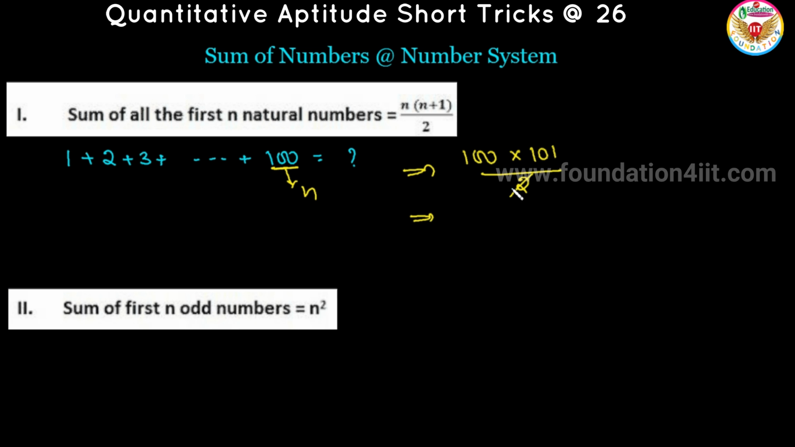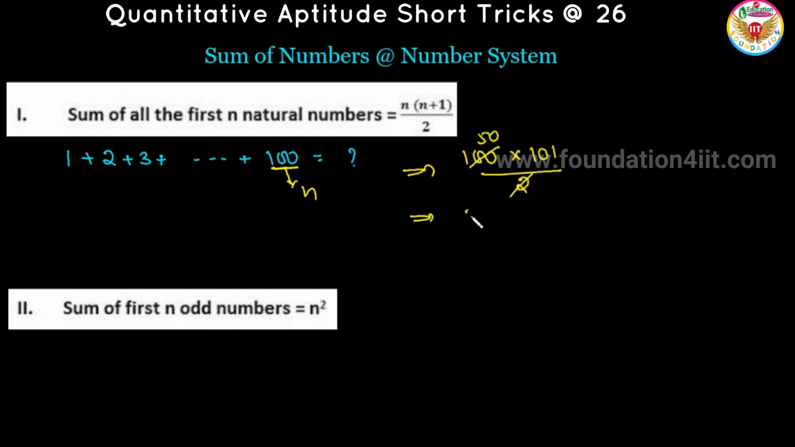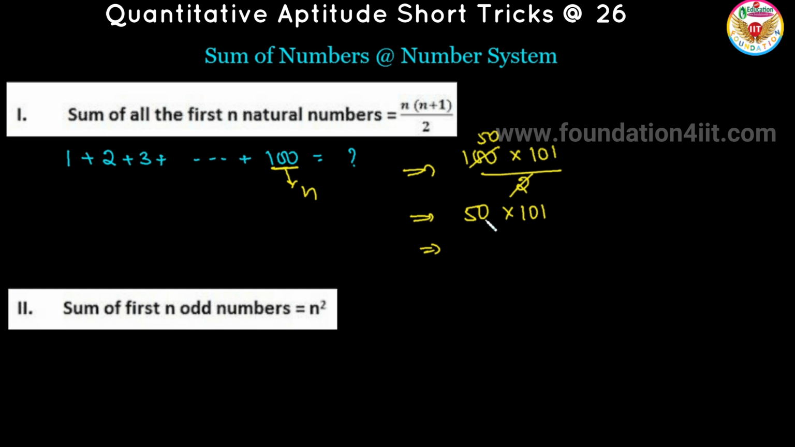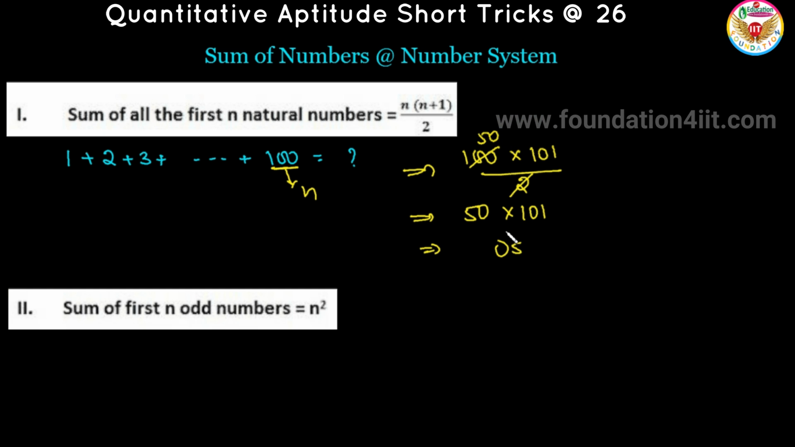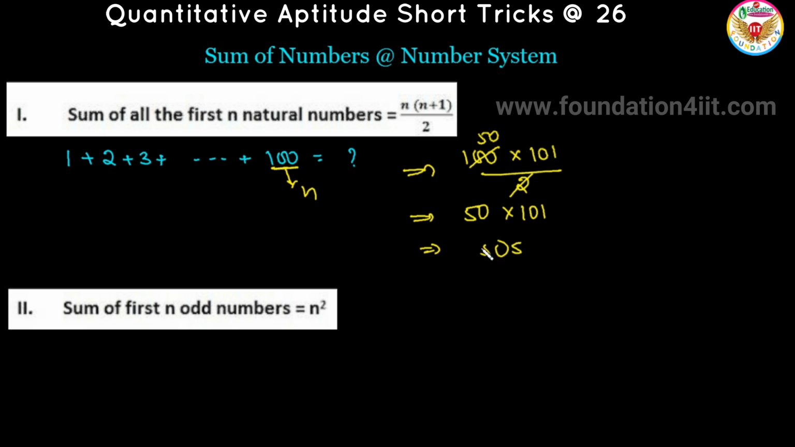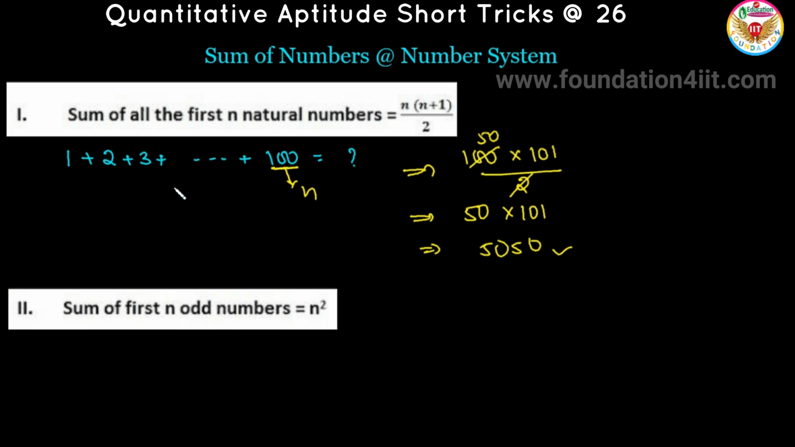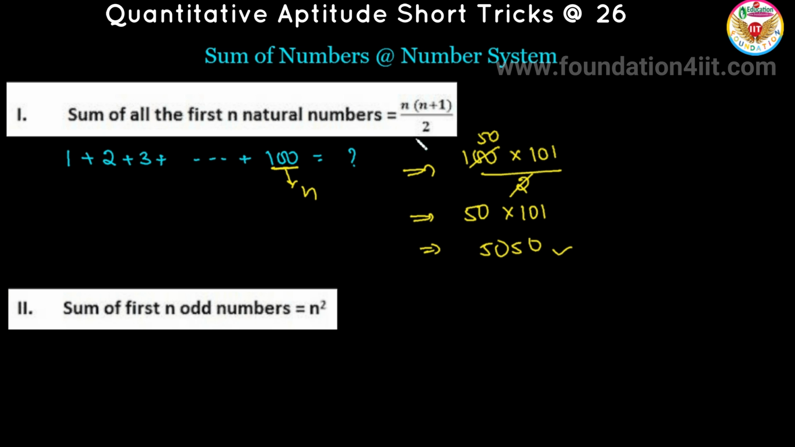Now 2 times 50 is 100, so 50 into 101. So we'll get 5 times 1 is 505, so 5050. So we'll get the sum of the numbers from 1 to 100. So this is the formula for the sum of the first n natural numbers.